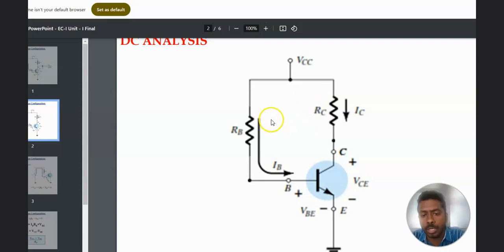Now in this configuration, we are going to derive two main things. One is the operating point Q. Q is nothing but a function of VCC and IC. And also now we are going to find the stability factor.